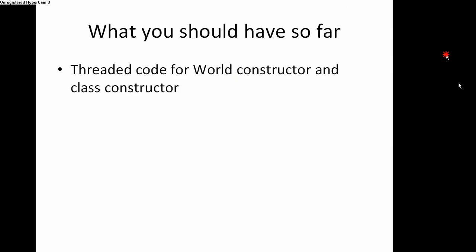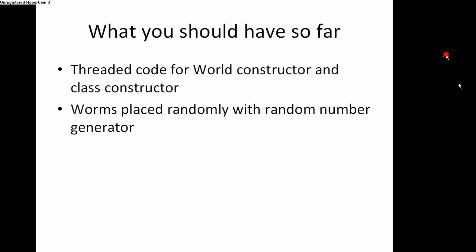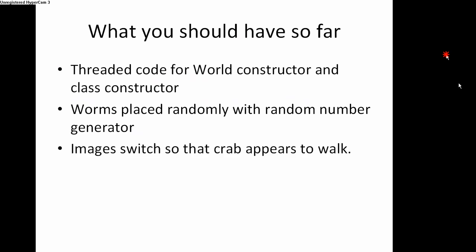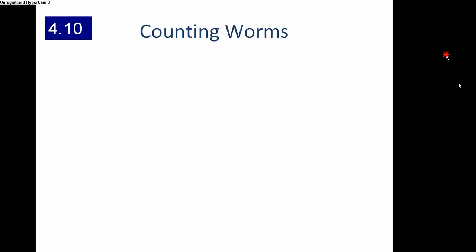Here's what you should have so far. You should have threaded code everywhere for the world constructor and the class constructor. The worm should be placed randomly with the random number generator. Images switch so that the crab appears to walk. Okay, once you have that, let's keep going.